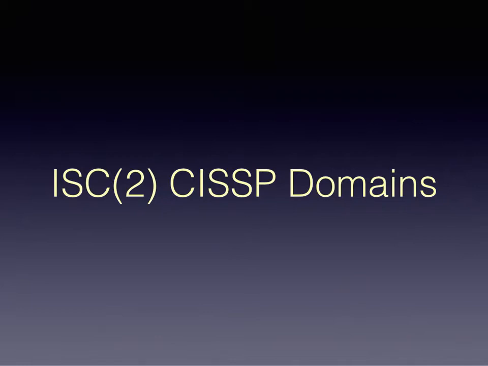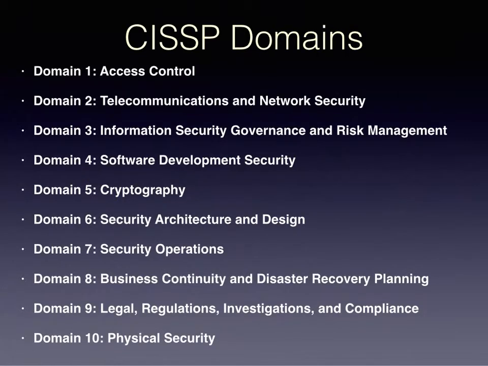So these are the 10 CISSP domains. Domain 1, access control, telecommunications is number 2. I'm not going to read these to you. You can read them off the slide yourself. We're going to go into more detail on these in subsequent slides.